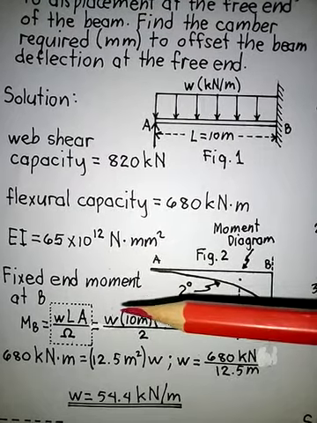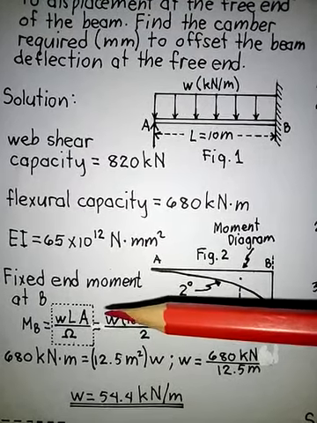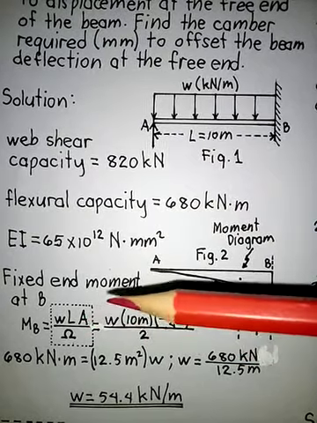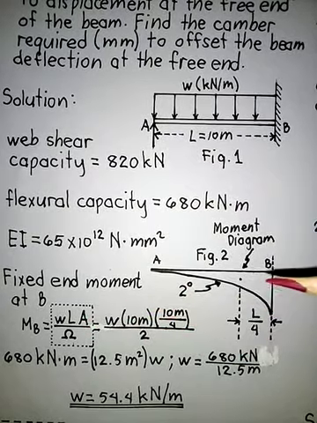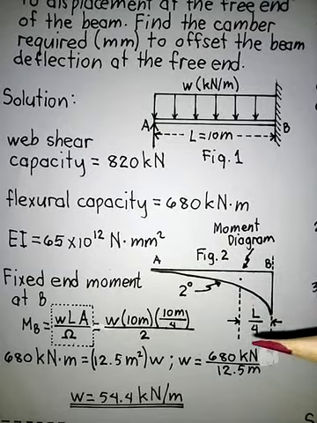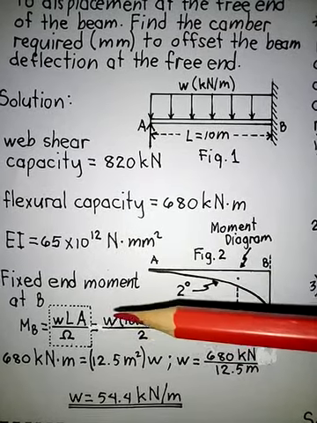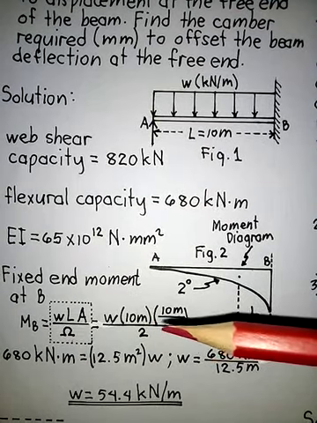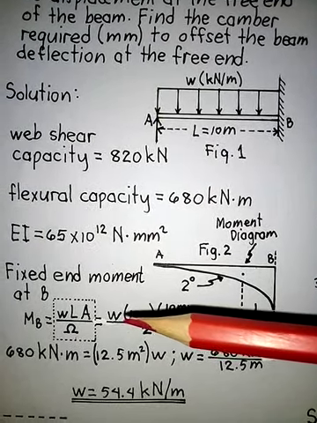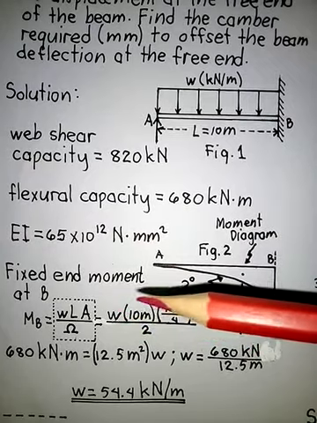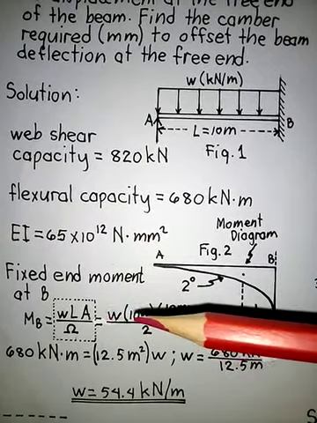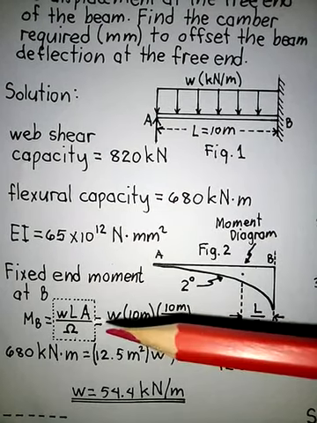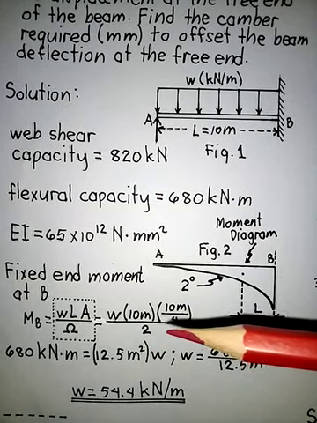So if we are going to compute for the moment at B, or the fixed end moment, this is already the formula. We have here the uniformly distributed load multiplied by the length of the beam multiplied by the moment arm of the moment diagram all over the degree of the curve of the moment diagram. So we have here W, that is what we are looking for, and then the length of the beam 10 meters, and then the moment arm is L over 4, or 10 meters over 4, divided by the degree of the curve, which is 2.